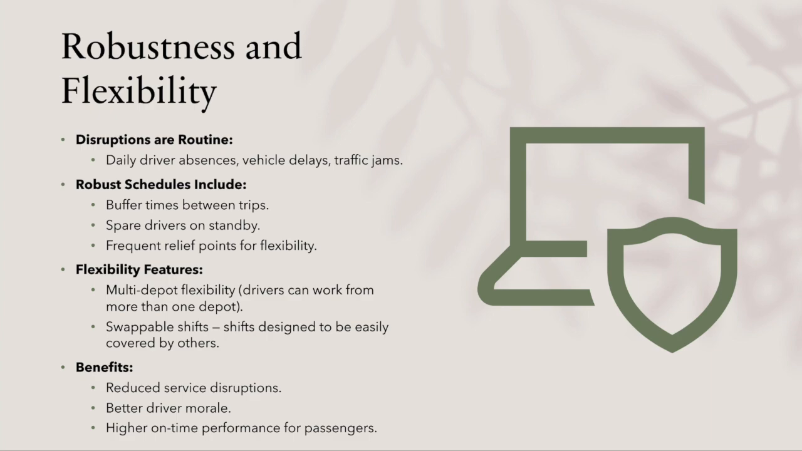Now let's talk about why robustness and flexibility are needed and how to achieve them. Disruptions are part of life in public transport. Drivers get sick, vehicles break down, traffic jams happen. So how do we handle these types of disruptions? First of all, a robust schedule anticipates these problems. It includes buffer times between trips, spare drivers on standby, and frequent relief points for flexibility. This ensures that even when things don't go as planned, the system can absorb the shock.